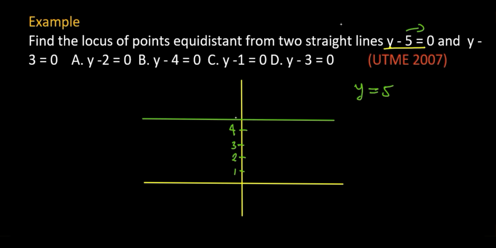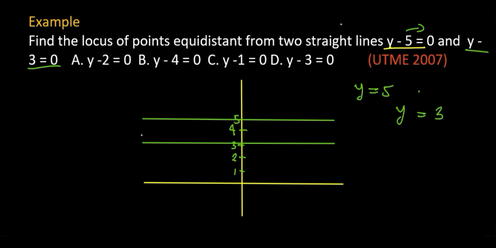You can see it on the Cartesian plane now. The line y equals 5 is that. And the same thing, y minus 3 equals 0 means y equals 3 as well. Let us also put that horizontal line in our Cartesian plane.